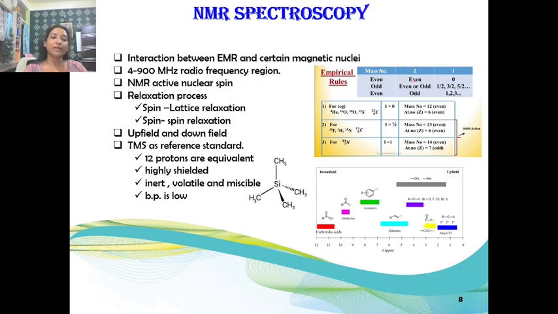Now TMS, what is TMS? TMS is the reference standard in NMR spectroscopy. The full form is tetramethylsilane. It has 12 protons which are equivalent and highly shielded, so it gives only one sharp signal as a singlet. For this reason TMS is very good as a reference standard in NMR spectroscopy.